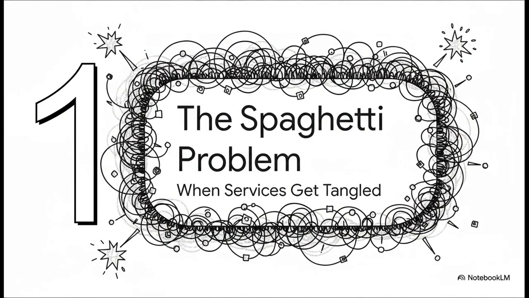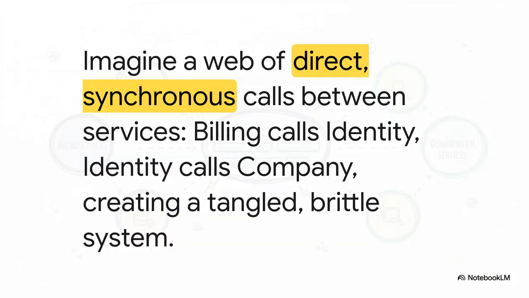So let's kick things off with a real architectural headache, one that I'm sure many of you have run into as your systems start to grow. Yeah, this is what we mean by spaghetti architecture. It's this incredibly complex and brittle web where every service is calling every other service directly. Billing needs to know exactly how to talk to identity, which in turn needs to know all about the company service. They're all just stuck together, totally coupled.